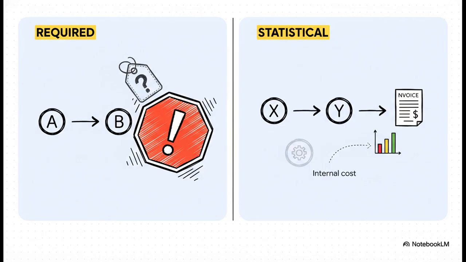Now, beyond just the math, you can control the behavior of a line. If you mark a line as required, it's like a bouncer at a club. If the system can't find a base price, the whole process just stops. No price, no sale. Simple as that.